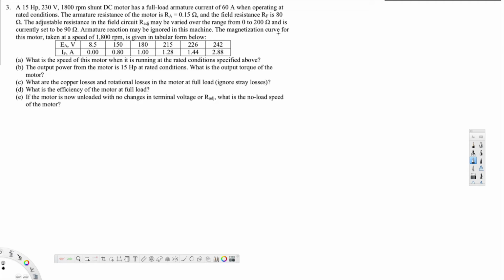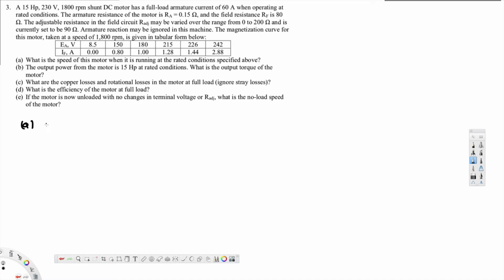The magnetization curve for this motor taken at a speed of 1800 revolutions per minute is given in tabular form below. Okay, here we have the table. The first question is asking what is the speed of this motor when it's running at the rated conditions specified above. Now let's see how to calculate this one.